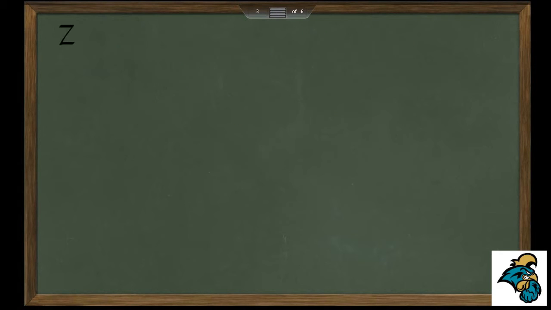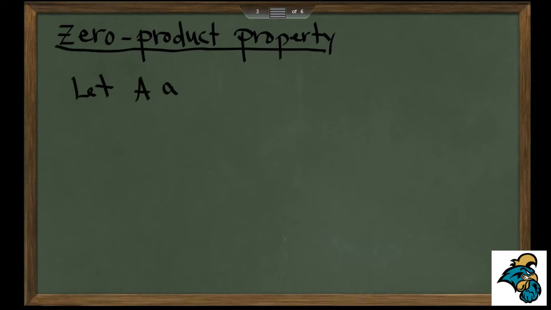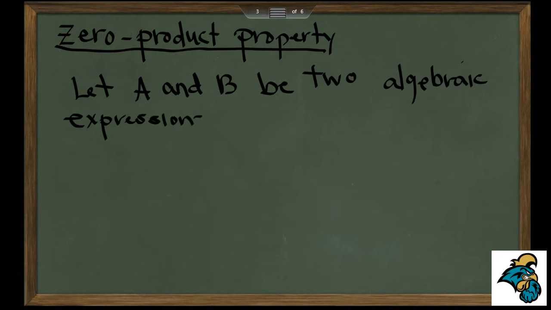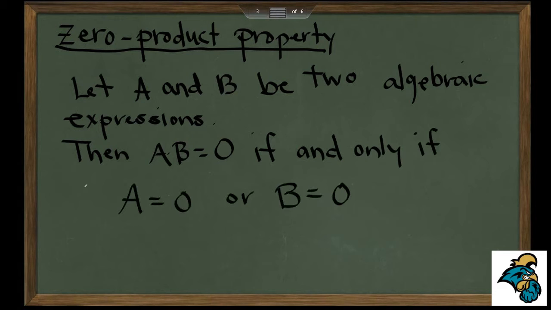In order to solve quadratic equations, we need to be familiar with the zero product property. It states, let a and b be two algebraic expressions, then a times b is equal to 0 if and only if a equals 0 or b equals 0. What that means is if we're multiplying two things together, in our case it's going to be factors, the only way those two factors multiplied together are going to equal 0 is if one of them is equal to 0.